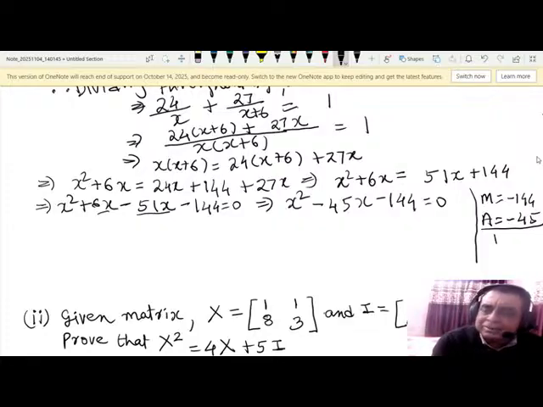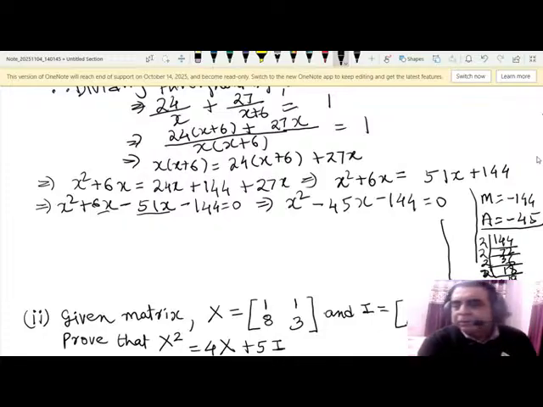You may factorize 144, prime factorization. So divide by 2, 72. Again divide by 2, you get 36. Again divide by 2, you get 18. And 18 you divide by 2, 9. And 9 you divide by 3, 3. Now try to make two numbers from here, whose product will give us minus 144 and sum minus 45.